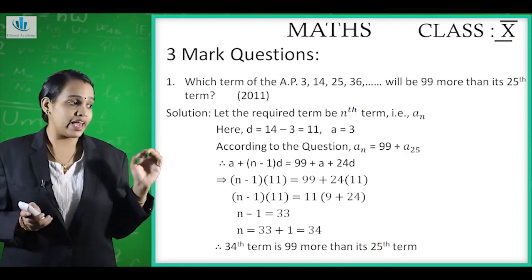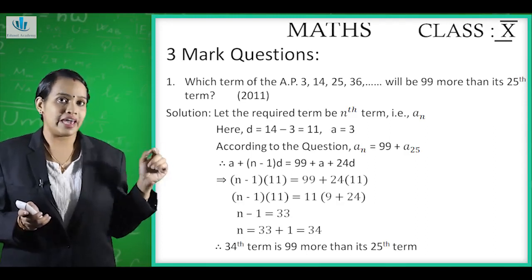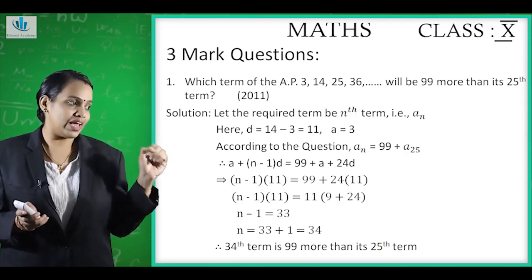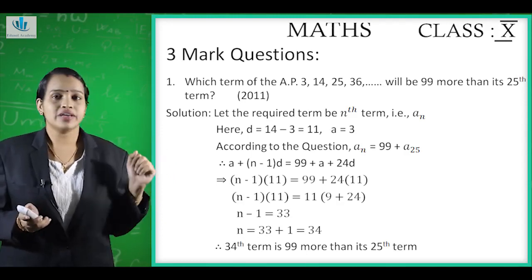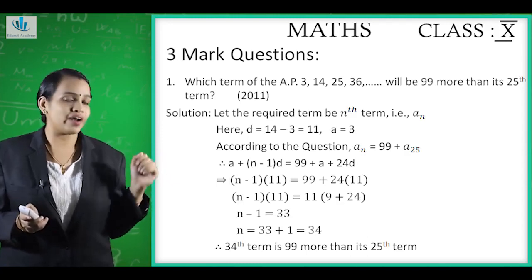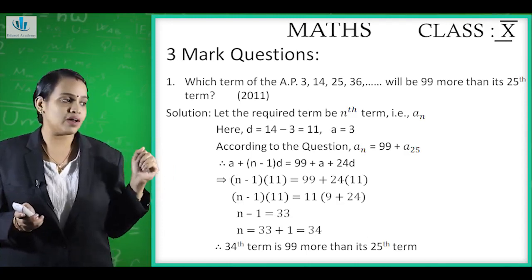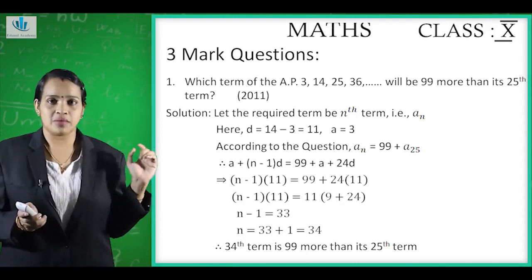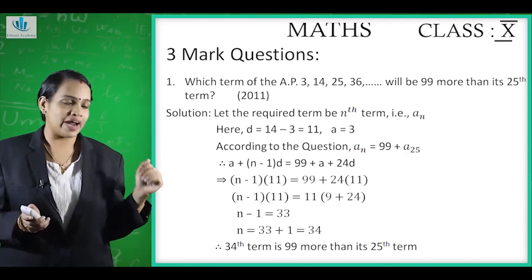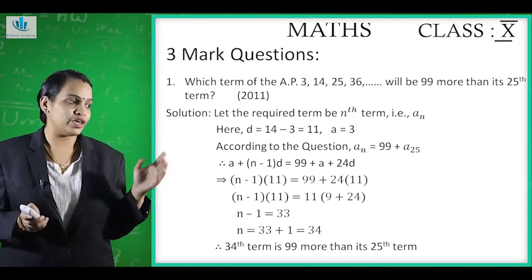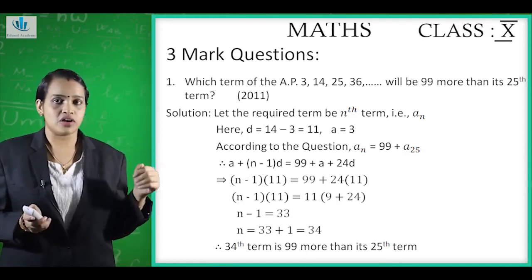It is said that the nth term is equal to 99 plus the 25th term. So a25. The formula, therefore, is a plus (n minus 1) into d, which is equal to 99 plus a plus 24d. Now (n minus 1) into d, you know d is 11, equal to 99 plus 24 into, again we are putting the value here, it is 11.